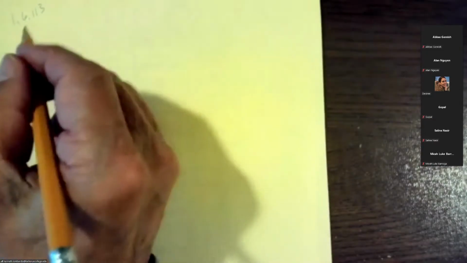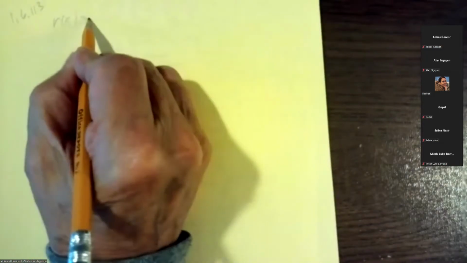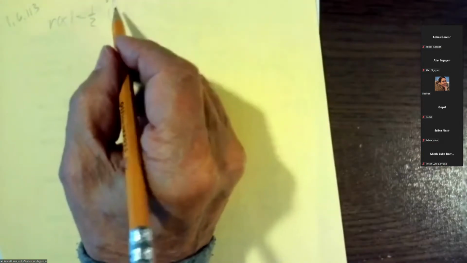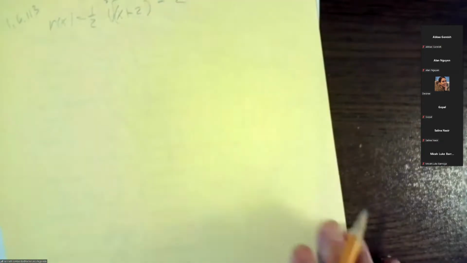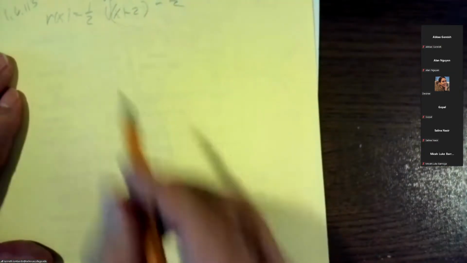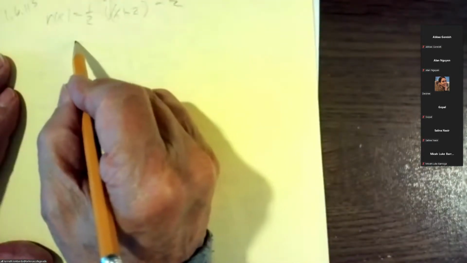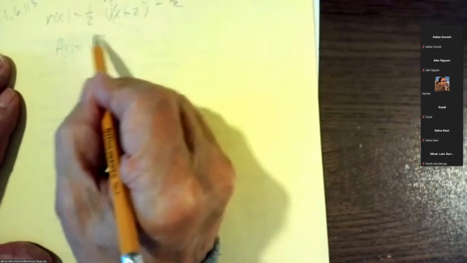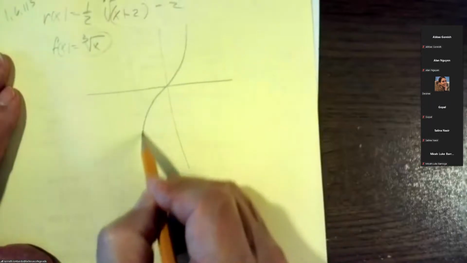That looked like, what did that say? R of x equals 1/2. And then we took the cube root, x plus 2 and -2. So we could say the basic or the parent function might look like f of x equals what? Cube root x? Yes. That's the basic one we're talking about. So it's roughly going to look like we've shown, like that.